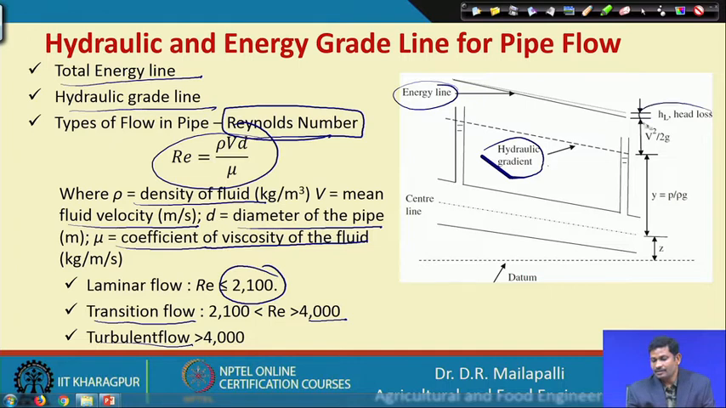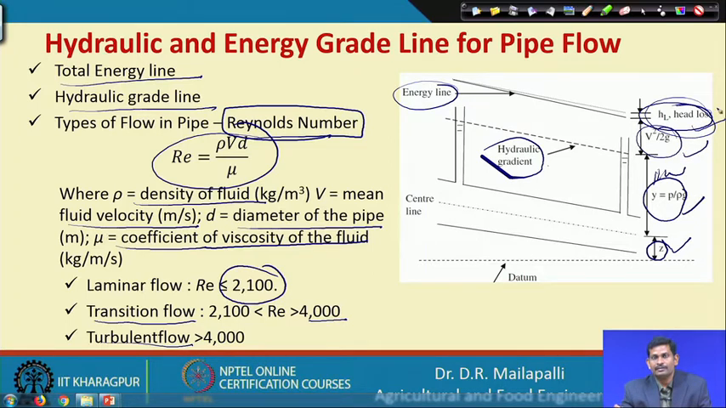The friction head loss is very important when you are talking about the total head loss. So, the total head loss here: Z from the datum, and this is the elevation, and this is the pressure head, and this is the velocity head, and this is the friction head. So, the total head includes the elevation head, pressure head, velocity head, and friction head.